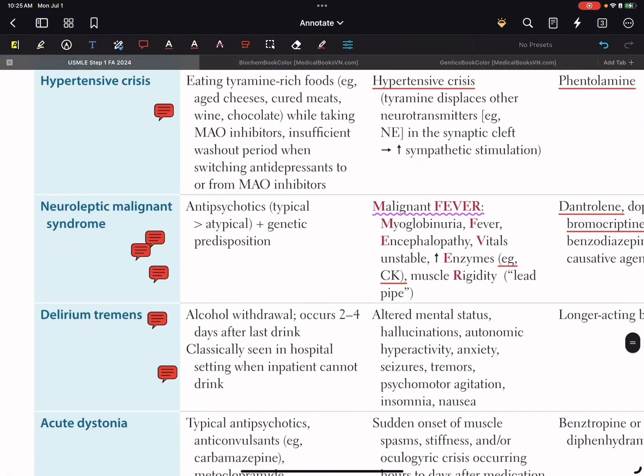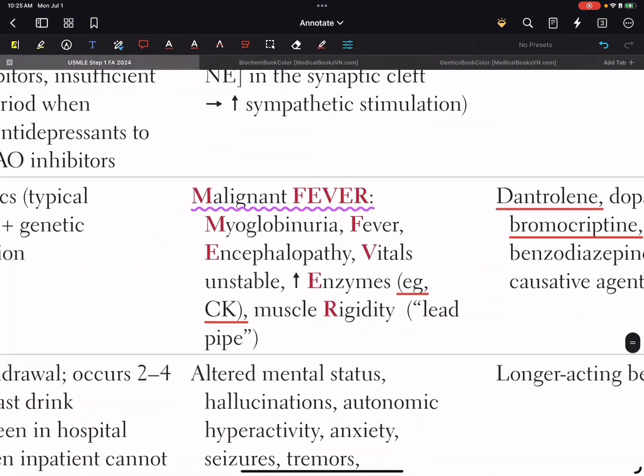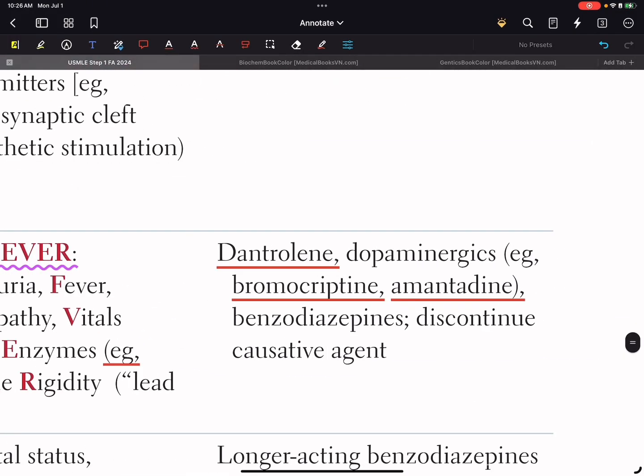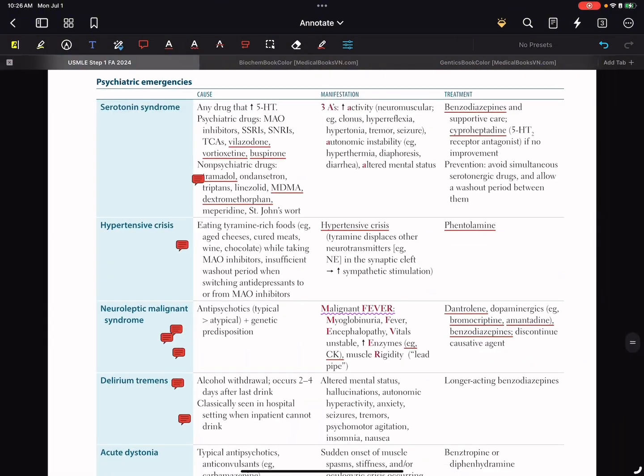Neuroleptic malignant syndrome: an antipsychotic, typical more than atypical, plus genetic predisposition will lead to malignant fever. M is for myoglobinuria, F for fever, encephalopathy, unstable vitals, increased enzymes like CK, and muscle rigidity. The treatment is dopaminergics, for example bromocriptine and amantadine, benzodiazepines, and discontinuing the offending agent. So benzodiazepines are used for neuroleptic malignant syndrome and serotonin syndrome. Here it is bromocriptine and amantadine, and here is benzodiazepine and cyproheptadine.